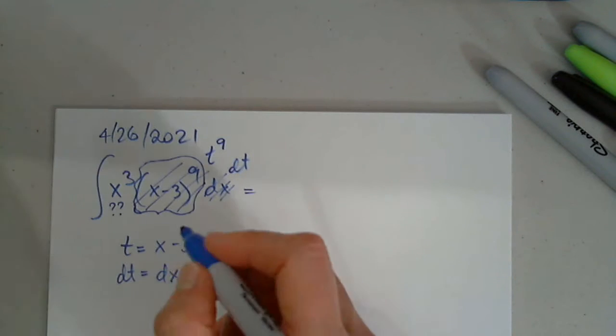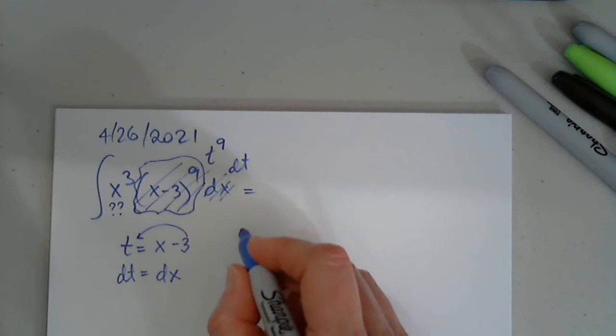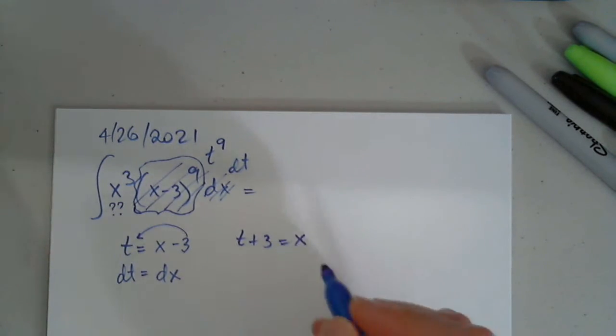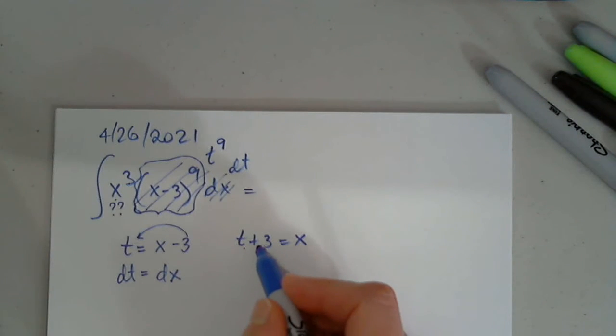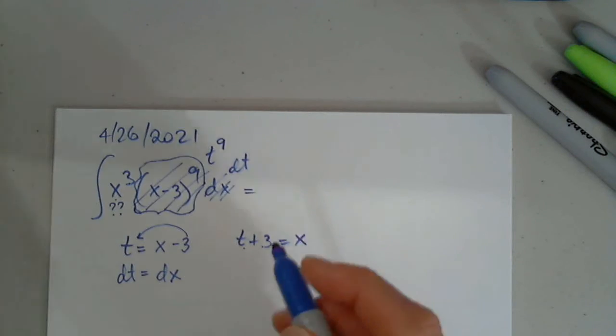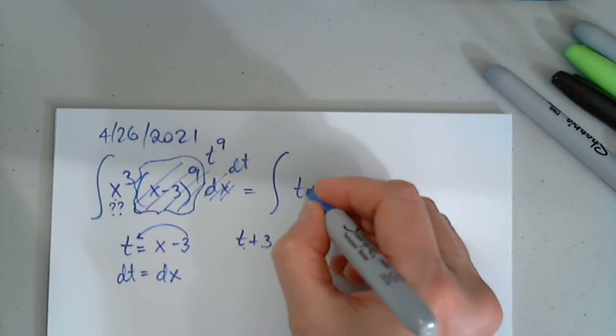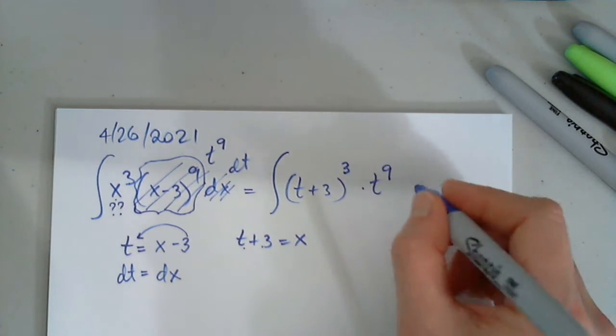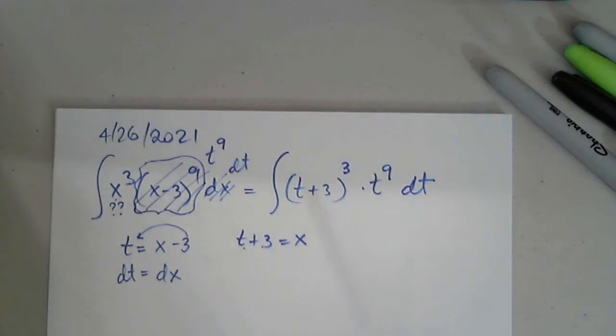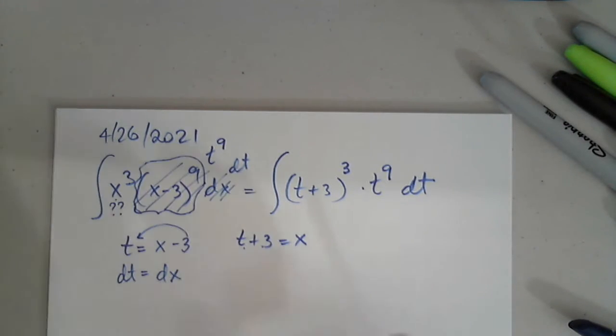No problem. I will add 3 to both sides. I get t plus 3 equals x, and replace x to the 3rd by t plus 3 to the 3rd. So this will be the integral of t plus 3 to the 3rd times t to the 9th dt. And now the obvious question before we continue is, really? So what did you accomplish?